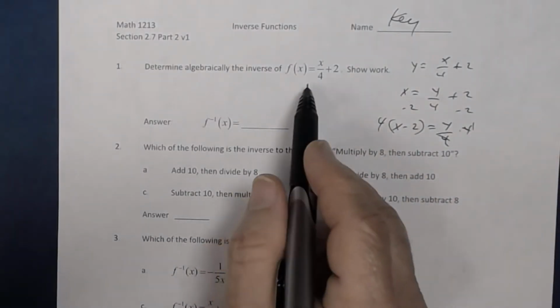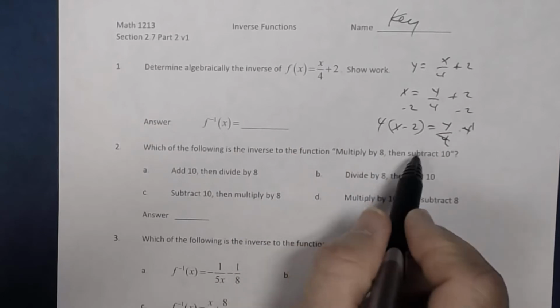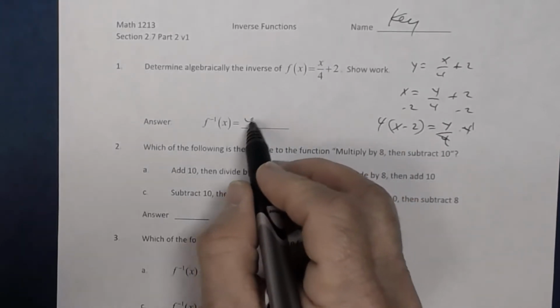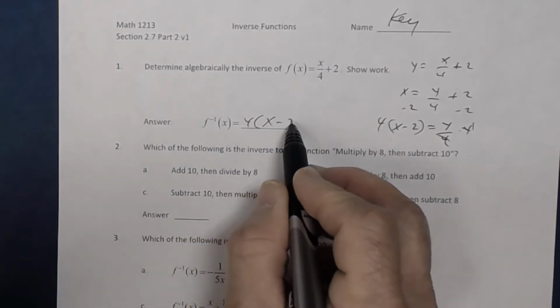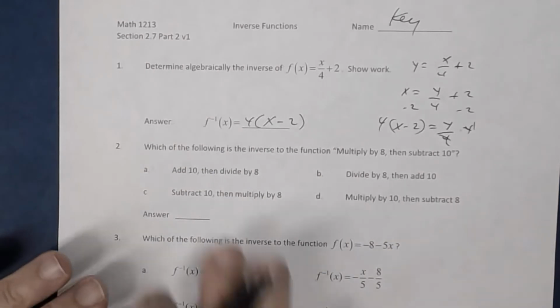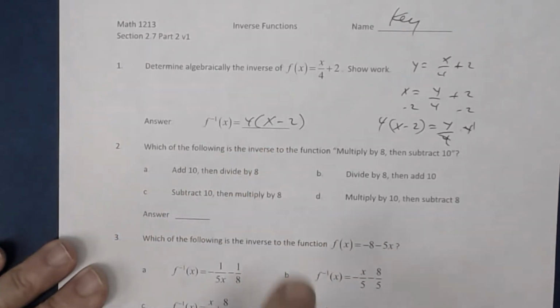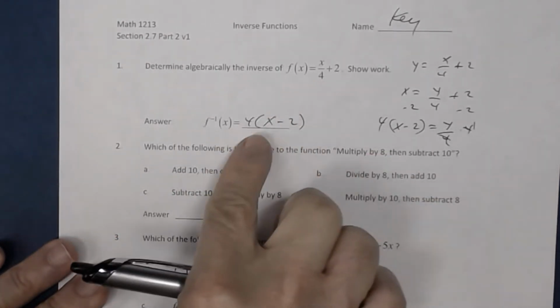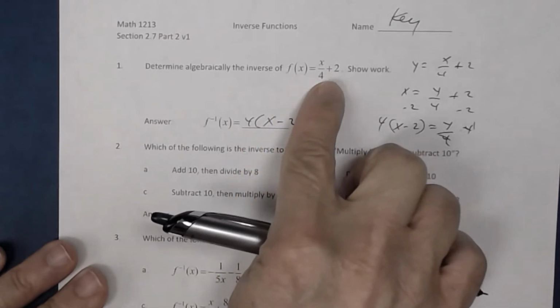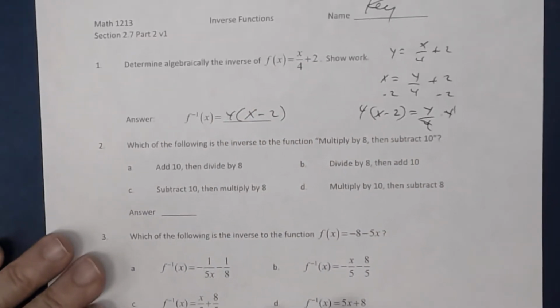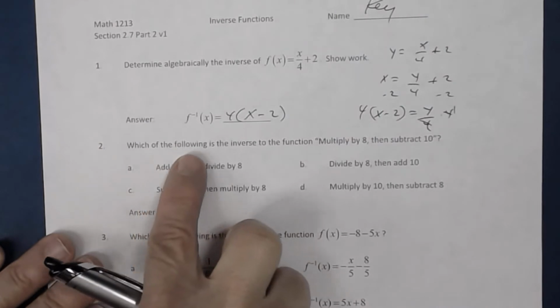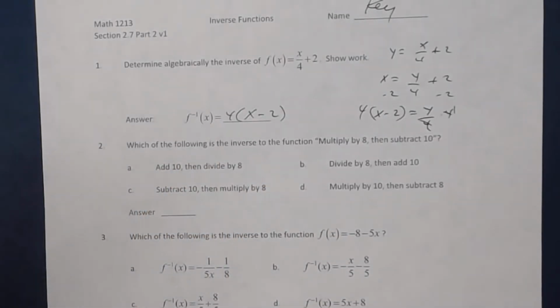So the inverse of this function is this right here. So it'll be 4 times (x minus 2). Okay? Now don't distribute, just leave it like that. Because if you leave it like that, it kind of makes sense that the inverse of this is this. Okay?